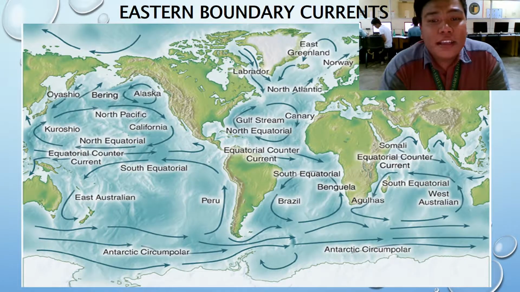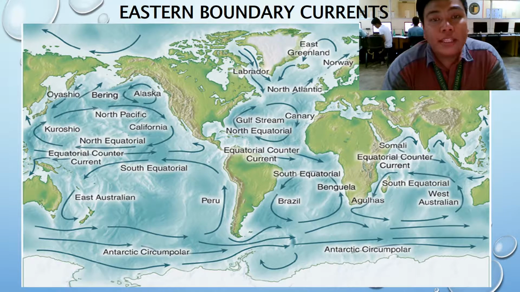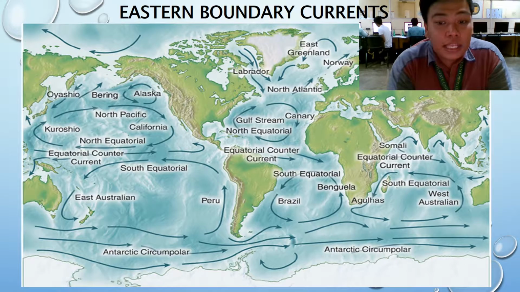Let's discuss the eastern boundary currents, which are located along the eastern sides of the ocean basin. An example is the California current, which is slow moving, having an approximate speed of 1 foot per second. Take note, 1 foot per second. And this brings cool water, which creates coastal upwelling and a moderate climate. The California current, a slow moving current, has another name, which is the Mediterranean current. And this Mediterranean current produces considerable fog.